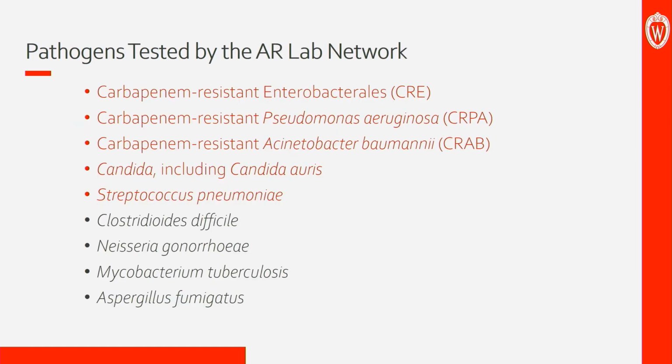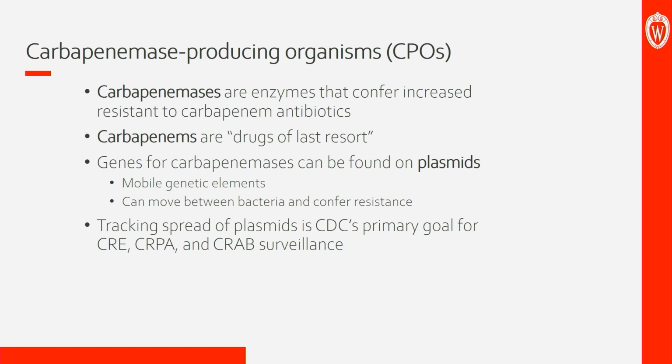And here are the pathogens that are tested by the AR Lab Network. So those first 4 are what they consider the core testing. Those are done by all of the programs, and then the rest of them are done by 1 or 2 of the regional labs, sort of to cover the testing for the country. So first is carbapenem-resistant Enterobacterales, or CRE, carbapenem-resistant Pseudomonas aeruginosa, CRPA, carbapenem-resistant Acinetobacter baumannii, which we call CRAB, and then Candida, including Candida auris, and that's the core testing. And then Wisconsin does some Streptococcus pneumoniae antibiotic-resistant testing.